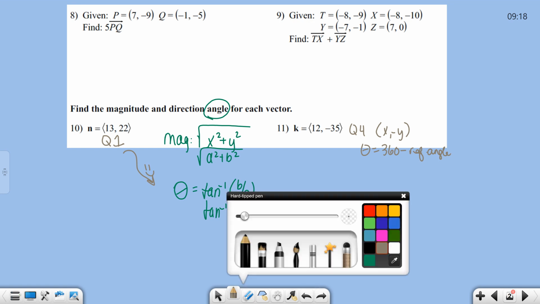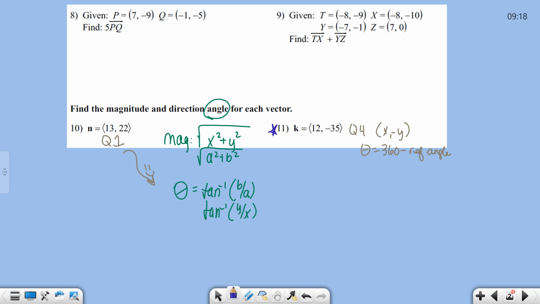Let's go ahead and work through number 11, and we'll determine magnitude first. So that does look like the absolute value of vector k. That's the notation we use. We already have it in component form, so that would be the square root of 12 squared plus negative 35 squared. You're going to pop that in your calculator, let it do all the work for you.